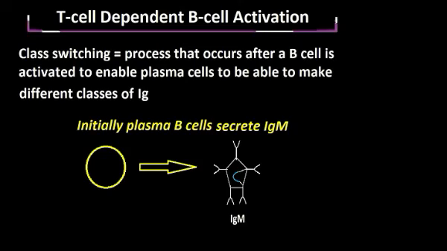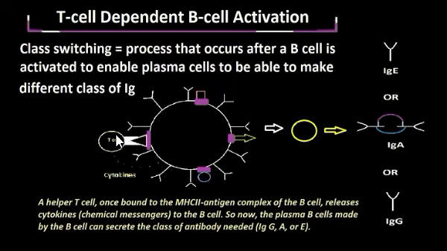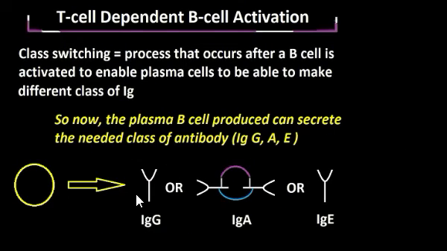So here's how it works. First, we have a helper T cell that binds to the antigen fragment presented by the B cell that it is specific for. Once bound, the helper T cell releases cytokines to the B cell. So now the plasma B cells produced by this B cell can secrete the necessary antibody, which would be IgG, IgA, or IgE. You may notice that IgD is not listed, and the reason is because mature B cells can actually secrete IgM and IgD, and so there's no need to class switch to produce IgD.